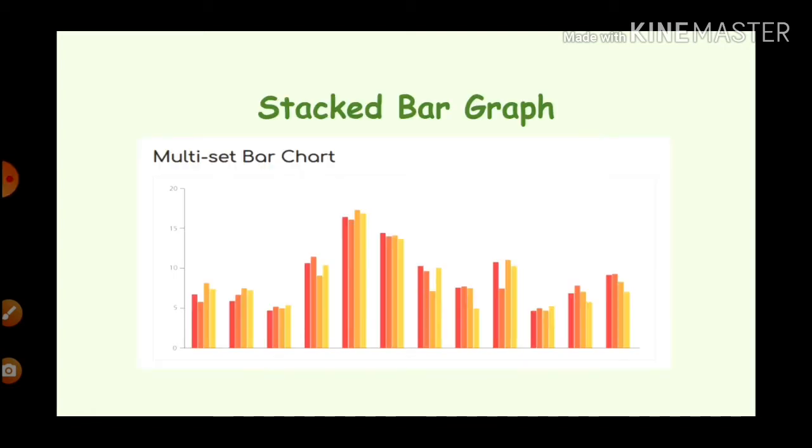Okay, so a stacked bar graph is unlike a multi-set bar graph, which displays its bars side by side like this one. A stacked bar graph segments its bars. Basically, stacked bar graphs are used to show how a large category is divided into smaller categories and what relationship each part has to the total amount.